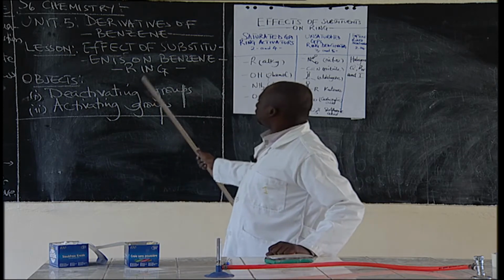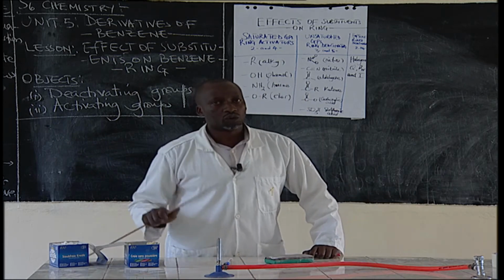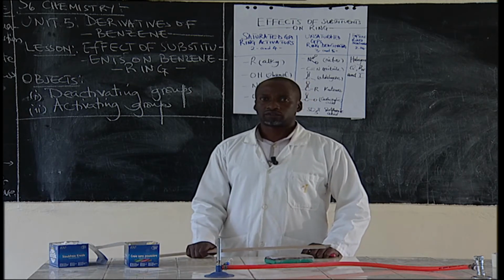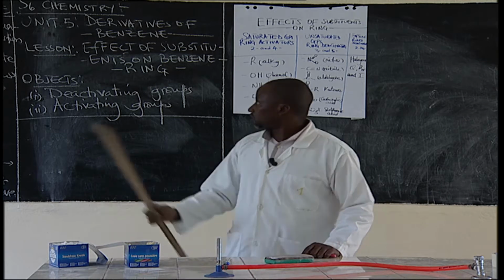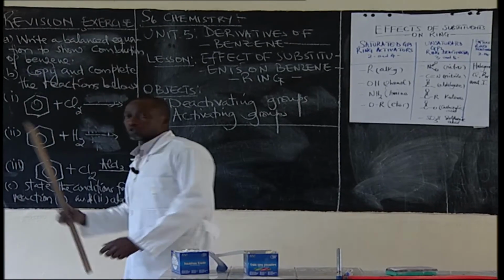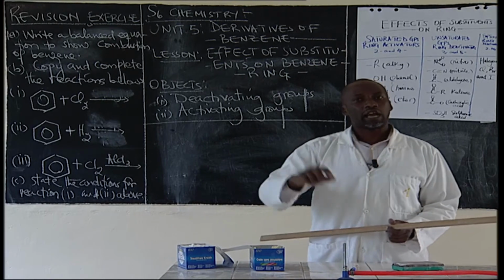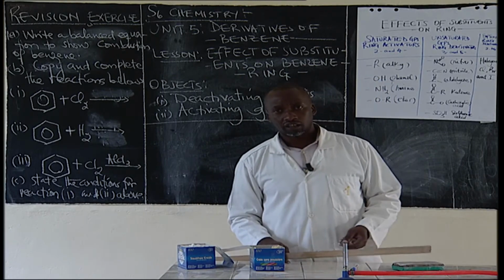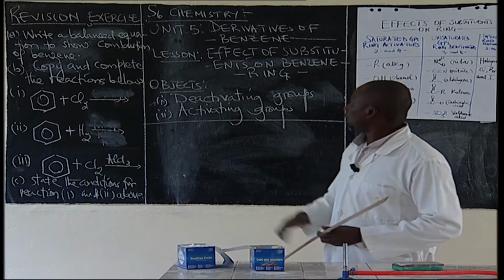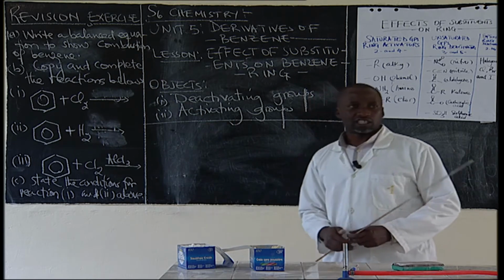Before we look at the groups, I wanted us to first briefly go through a simple exercise on the reactions that we looked at in the previous lesson. Write a balanced equation to show combustion of benzene. I hope everybody can do this. Can you write it down within a few seconds, not more than 5 seconds? Just write down the balanced equation to show the combustion of benzene.